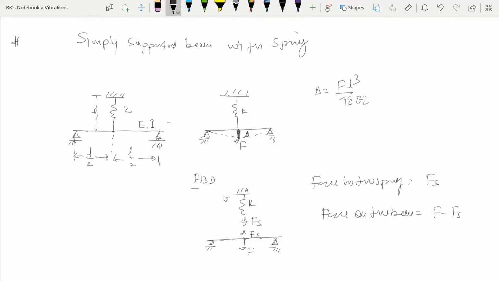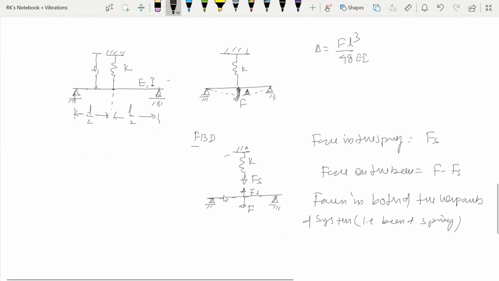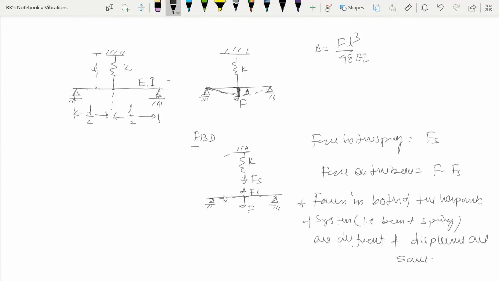So from here we can say the forces in both of the components of the system, that means beam and spring, these two components of the system are different. So forces in both of the components are different, and displacements are the same. So displacement of the spring is also delta, and displacement of this beam is also delta. So this is the property of the parallel system. So we can say beam and spring are in parallel.